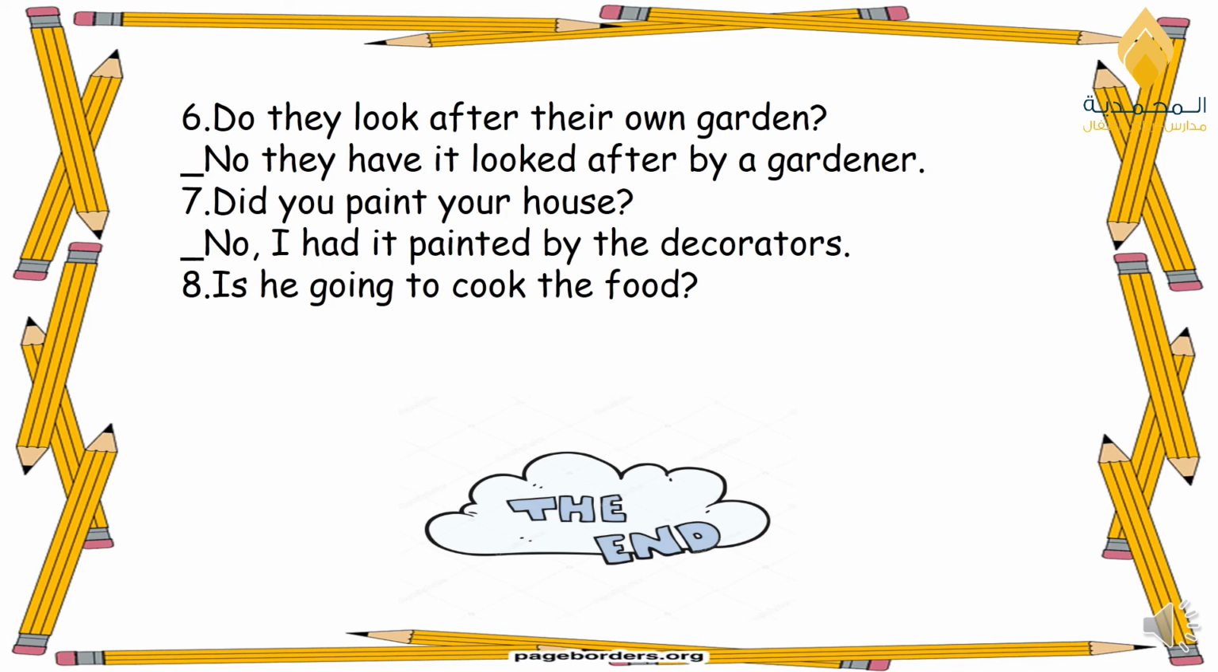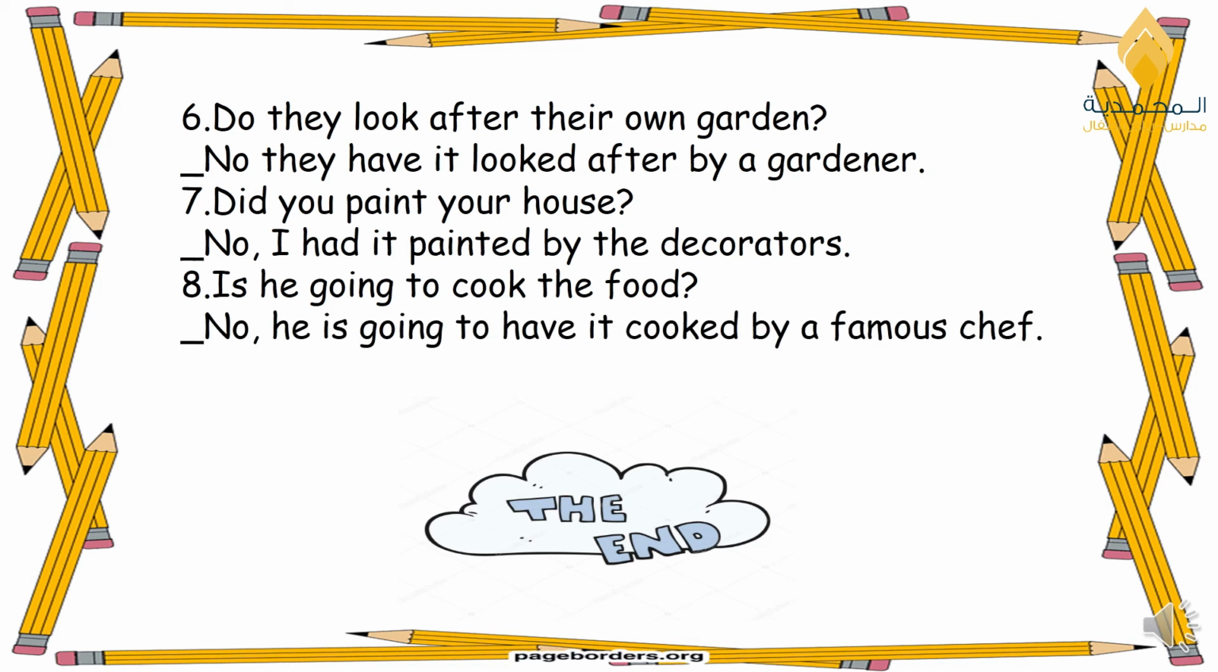Clear? Number 8, which is the last sentence in the exercise: is he going to cook the food? I'm asking you in the present continuous, so you have to answer me in the present continuous. You use to, then you use have. No, he is going to have it cooked by a famous chef, and here it refers to the food. Clear?